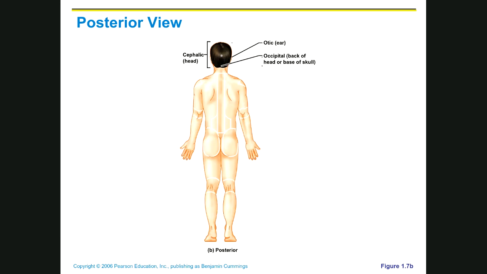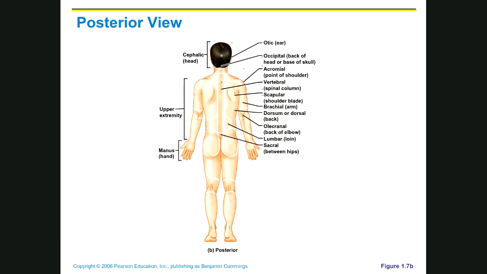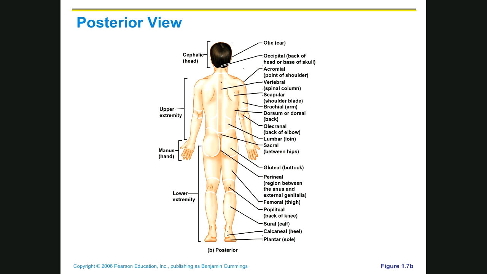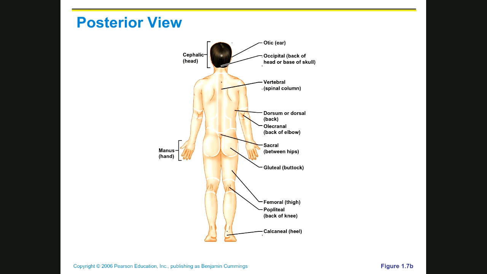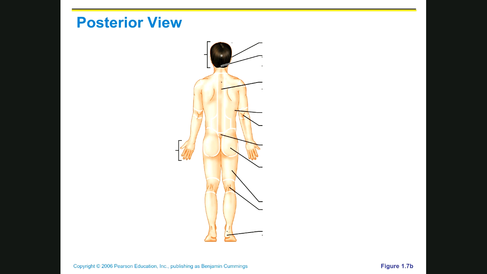Same thing if we did the backside. So if we come down here, look, there's sacral. That's the area between the hips right here. Acromial, we saw that from the other side. That's the point of the shoulder. Axillary, and so on and so on. And so, again, same thing. There's just a few of them. And you might see a quiz that looks something like that. Does it make sense to everyone?